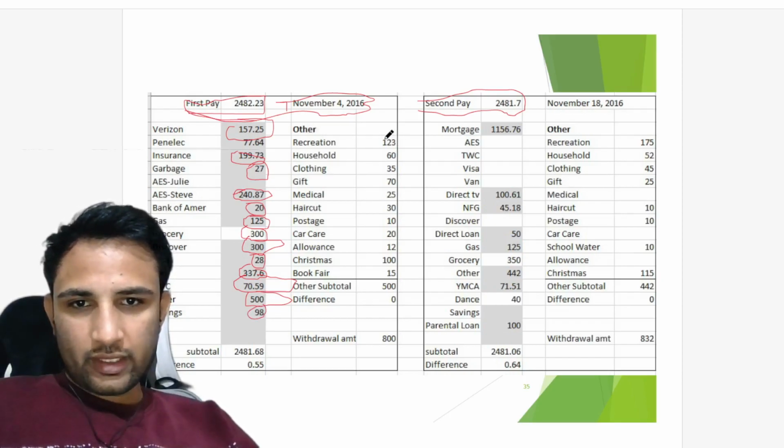In other expenses, we will take out $123. For household, $60. For clothing, $35. For gift, $70. For medicals, $25. For haircut, $30. For postage, $10. For car care, $20. For allowance, $12. For Christmas, $100. For book fair, $15. And for other subtotal expenses, $500.